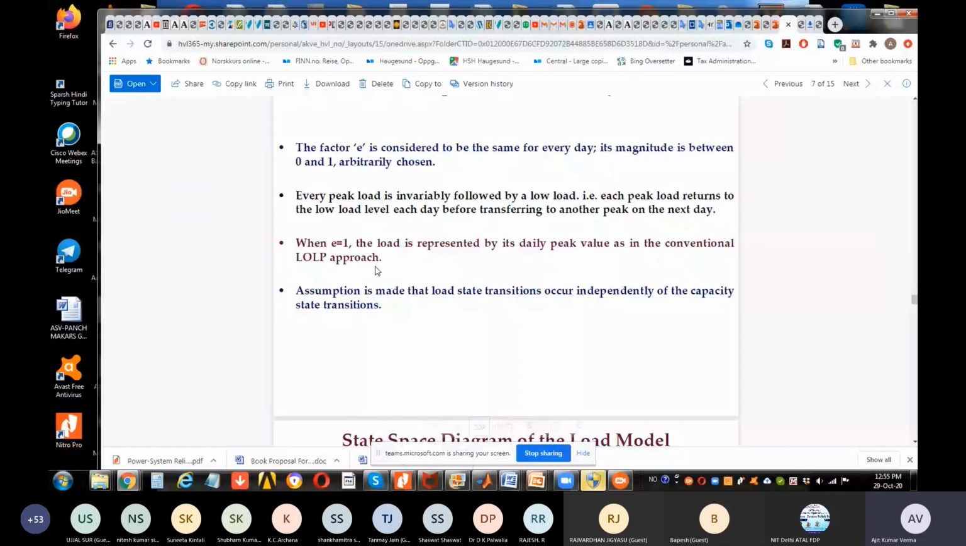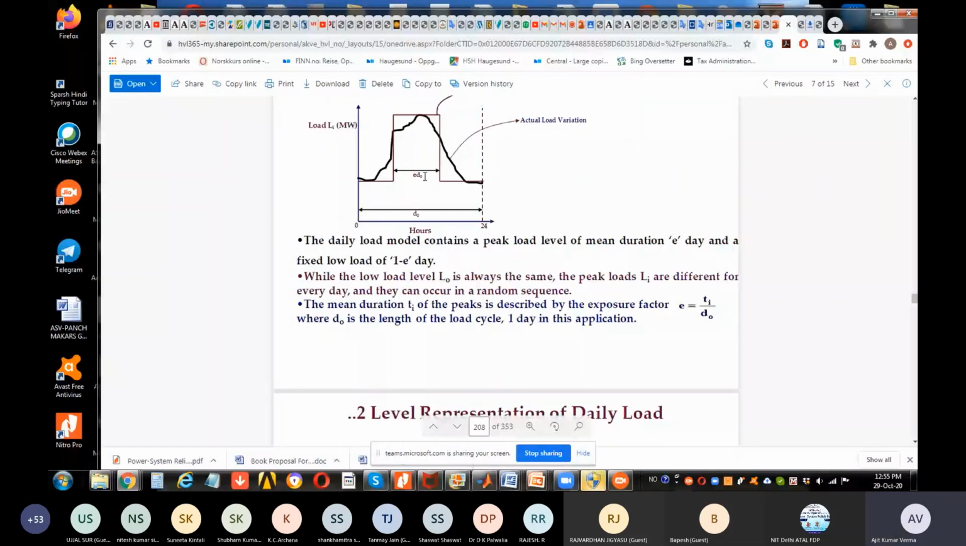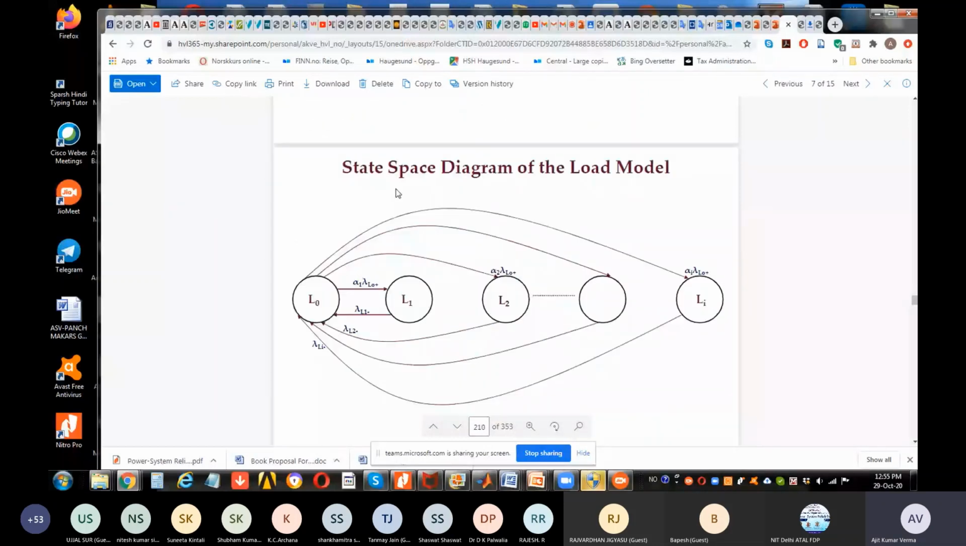So the value of E, we are considering it the same all the time. So this is one concession. So instead of having that regular load profile that we had seen earlier, because we considered some peak load, etc. Now, on a daily basis, the load levels can change, but the exposure factor can remain the same. So it can go from a low load to a high load, and then to another high load level, then to another high load level, and to another high load.